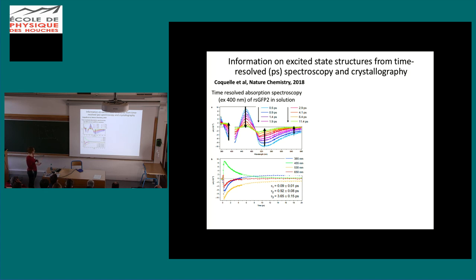Essentially what they see is one very fast species that comes up in about 90 femtoseconds, another one that decays in 0.9 picoseconds, and a third one that decays in 3.6 picoseconds. So there are these three species. They suggest this is formation of the excited state, this is formation of two excited states, and this is decay of those two states.